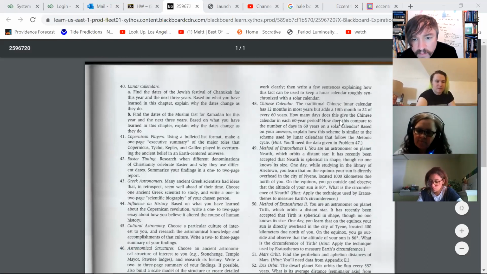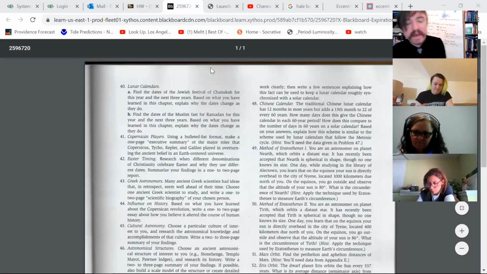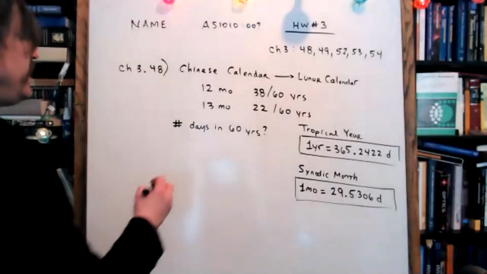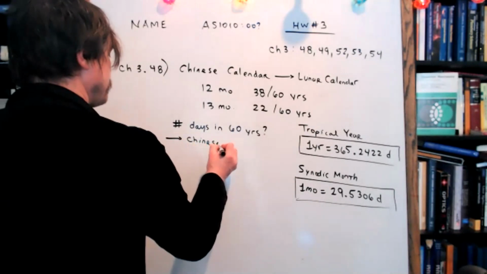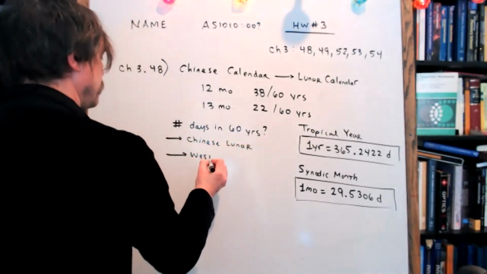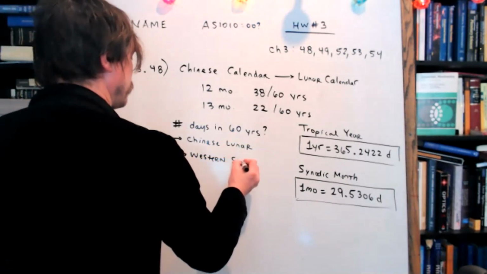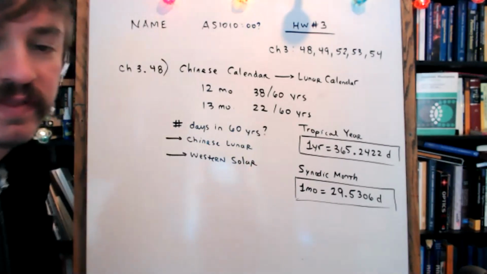No, it's okay. How many days does this give the Chinese calendar? Then we have to do how many days are in the solar calendar. And the third part is explain how this scheme is similar to other lunar calendars using the Metonic cycle. We may or may not answer that. We're just going to do number of days in 60 years, first for the Chinese calendar, and then for the Western solar calendar. Okay, Ian, how should we go about doing this?